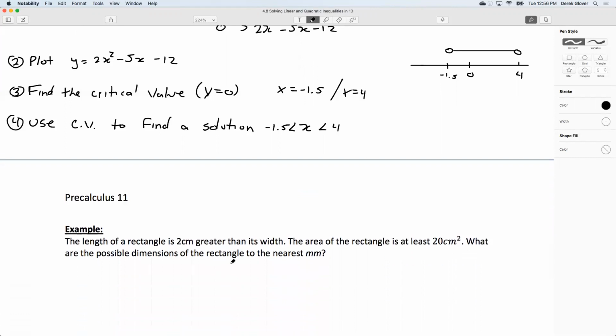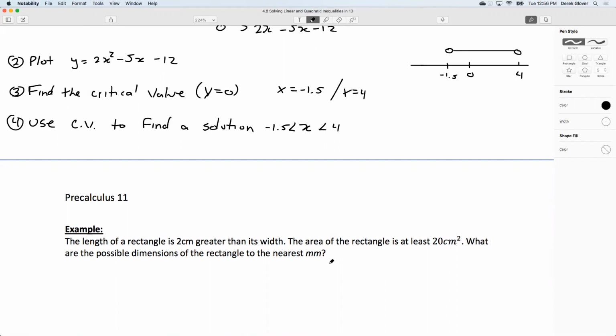All right, we're almost done. The length of the rectangle is 2 centimeters greater than its width. The area of the rectangle is at least 20 centimeters squared. What are the possible dimensions of the rectangle to the nearest millimeter?